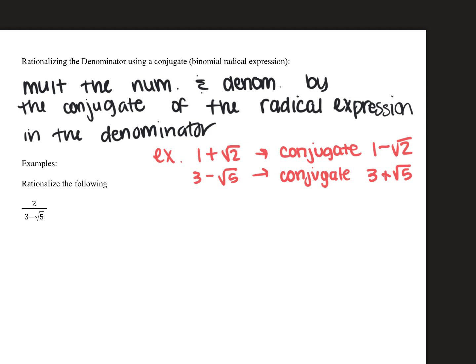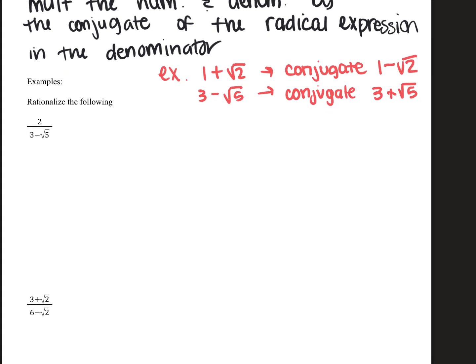Now, unlike the previous examples we did where if there was a number in front, we didn't have to multiply by it, this time we do because addition or subtraction is happening. In those previous examples, all we had was multiplication, so we didn't need to include it. But now we have addition and subtraction. So our first example, we have 2 divided by 3 minus radical 5. So I'm going to multiply my numerator and denominator by its conjugate, 3 plus radical 5.